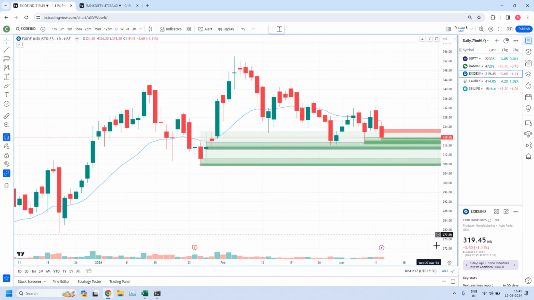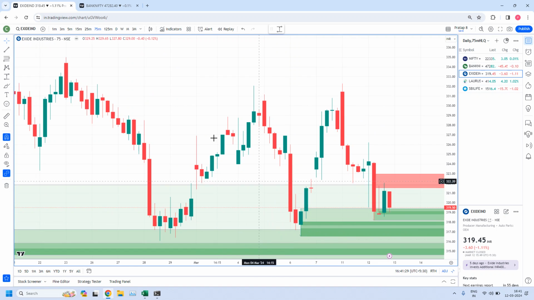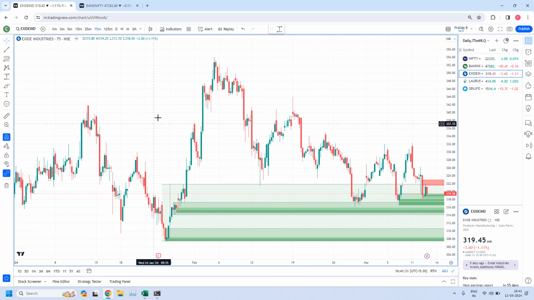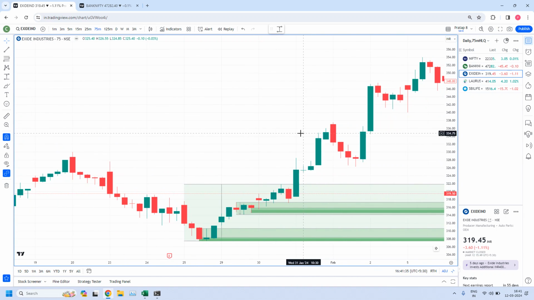And how I fine-tuned, I will explain. Obviously, while fine-tuning you have to go from higher time frames to lower time frames. Your higher time frame is daily. From daily you should go to 75 minutes. So in the 75 minutes, when I fine-tuned, I identified 2 zones, 2 valid 75-minute zones.